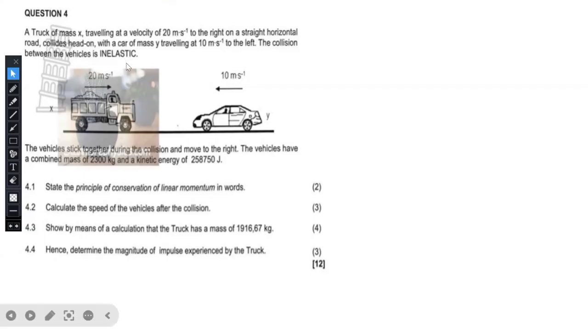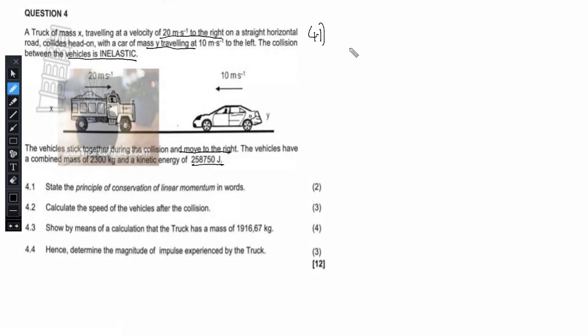Okay, so we are given question 4 on momentum and impulse. It says a truck of mass x traveling at a velocity of 20 meters per second to the right on a straight horizontal road collides head-on with a car of mass y traveling at 10 meters per second to the left. The collision between the vehicles is inelastic, meaning that kinetic energy is lost during the collision. The vehicles stick together during the collision and move to the right. The vehicles have a combined mass of 2,300 kg and a kinetic energy of 258,750 joules.